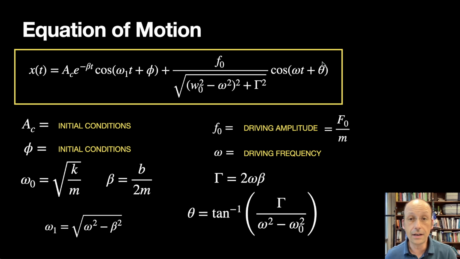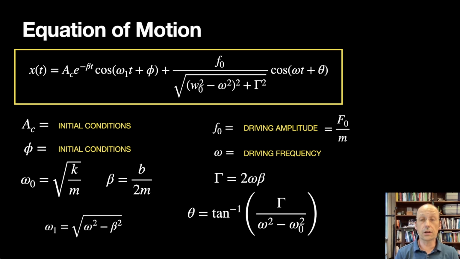And then we have this theta term. It's another phase parameter. It also depends on a lot of things, so we don't really put it in there. We just write it as theta. It depends on gamma, and it depends on omega squared minus omega naught squared. So it depends on the driving frequency and the spring constant and the mass, and it depends on everything, because beta's in there too.